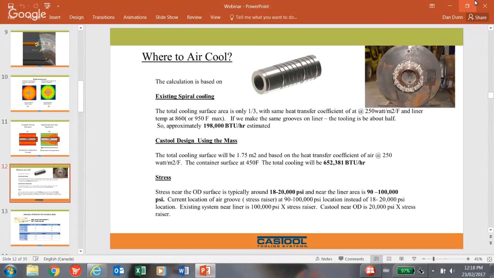With a modified design to the cast tool, with the elements located very close to the bore with the thermocouples, and using the mass of the body to pull the BTUs from the bore, we had the ability to pull out 652,381 BTUs of power, almost 3 times.